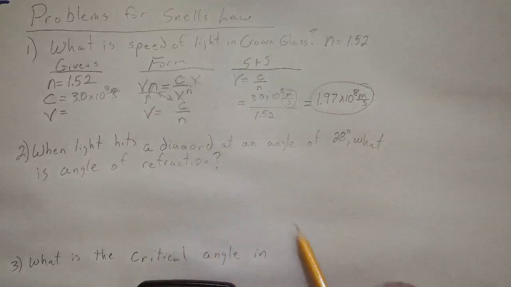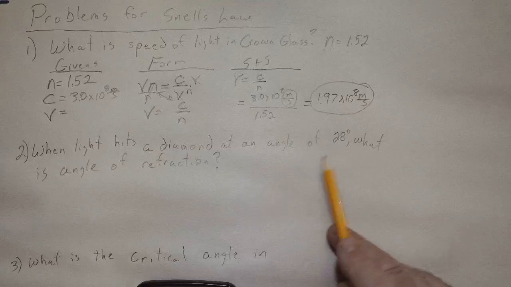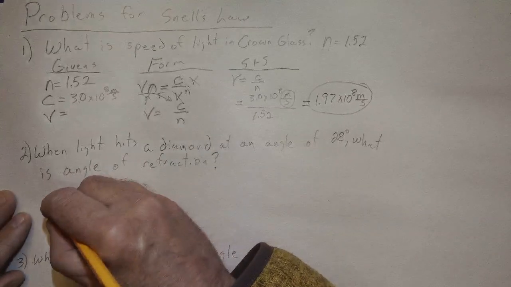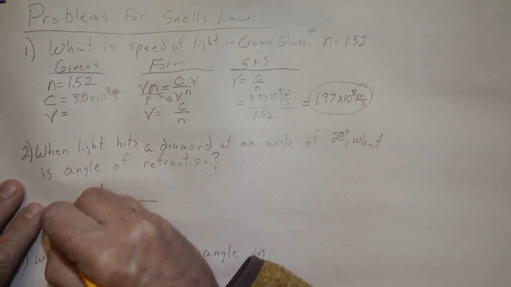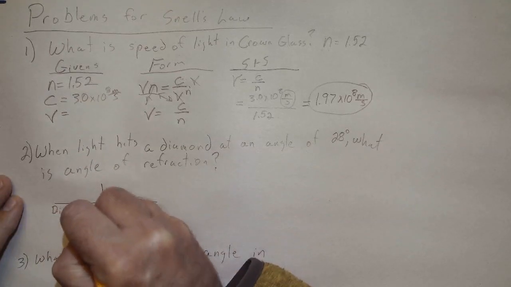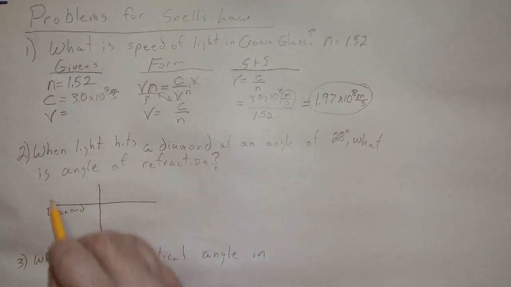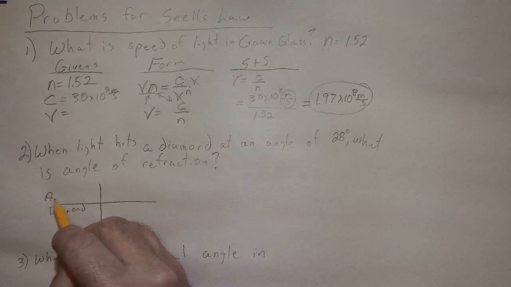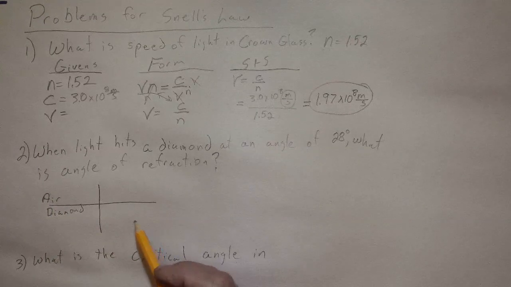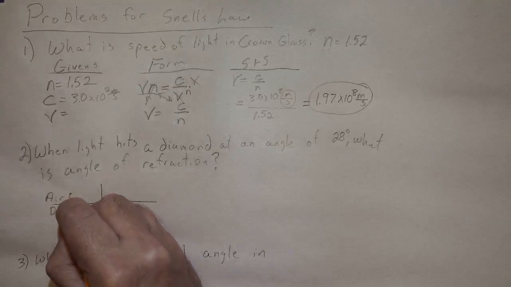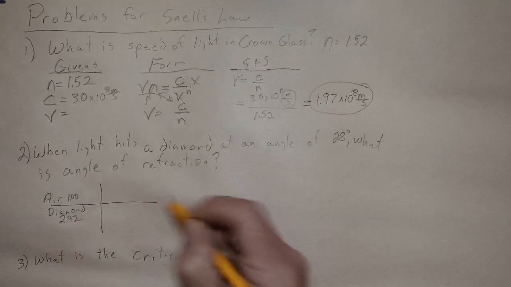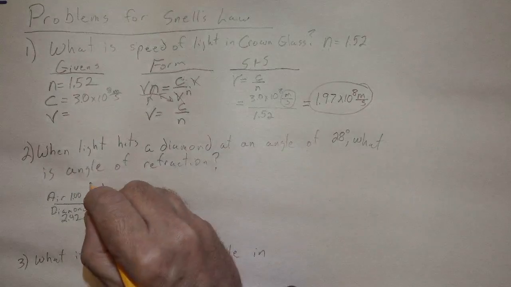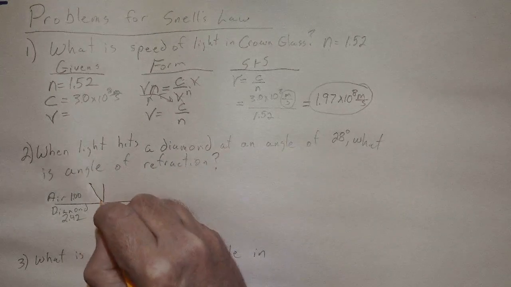How about this? When light hits a diamond at an angle of 28 degrees, what is the angle of refraction? That's a straight up Snell's Law problem. So draw it first. Down here is the diamond. Right? What's the substance up here? Well, if we're not saying, you assume it's air. Index of refraction of air is 1.00. Diamond is 2.42. And we have it coming down at an angle of 28 degrees.